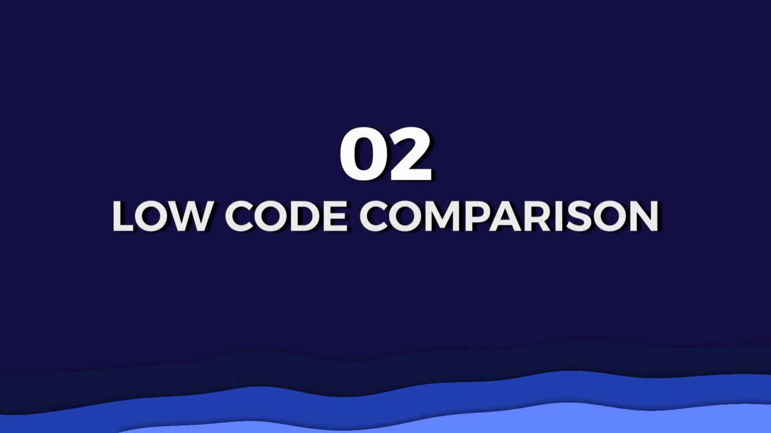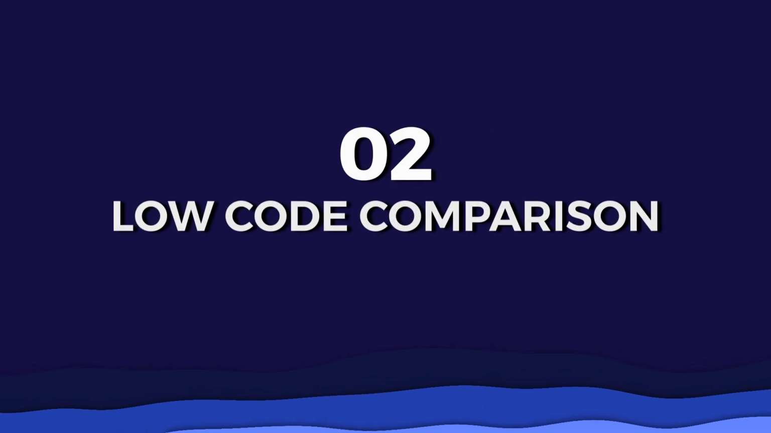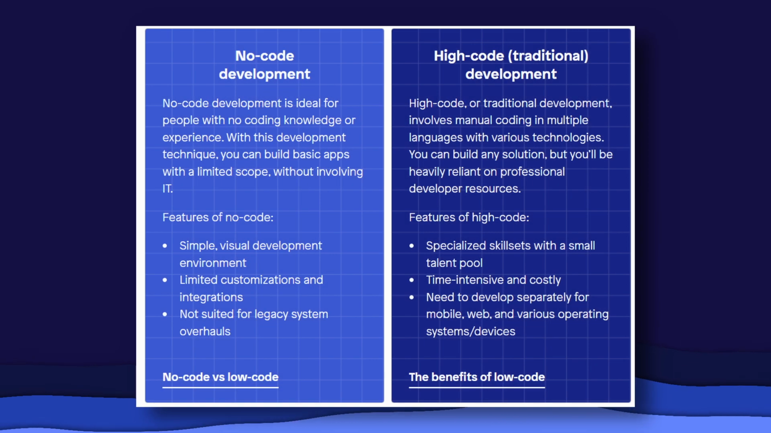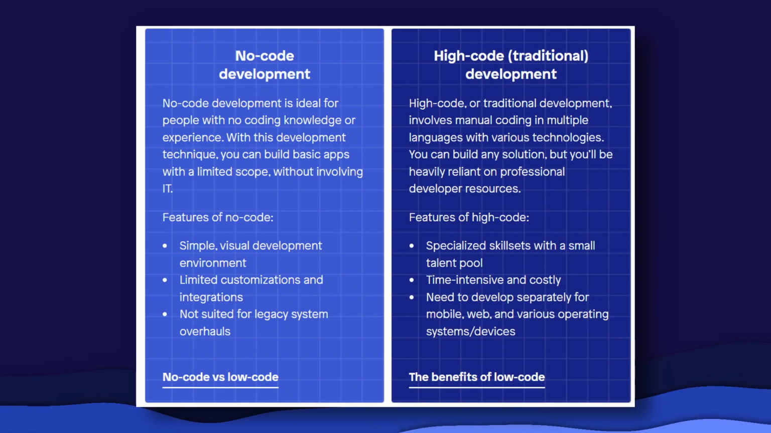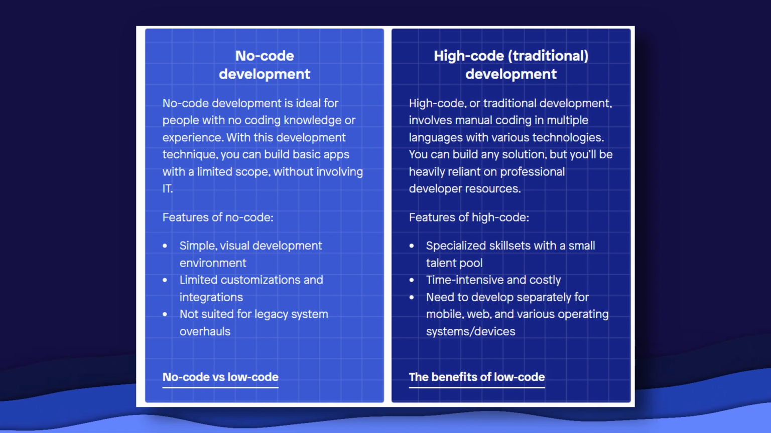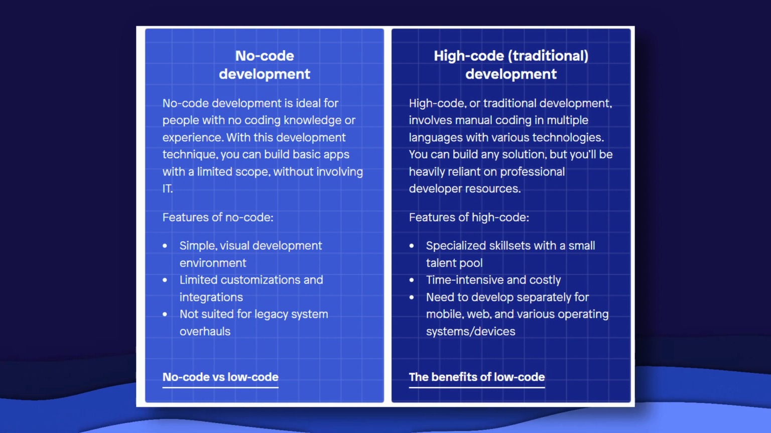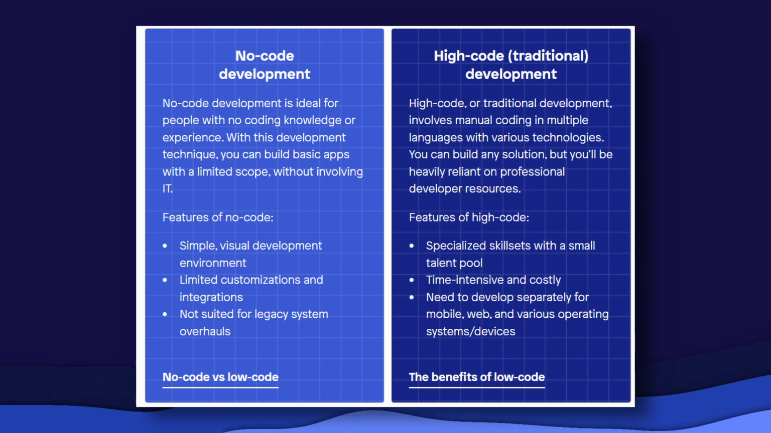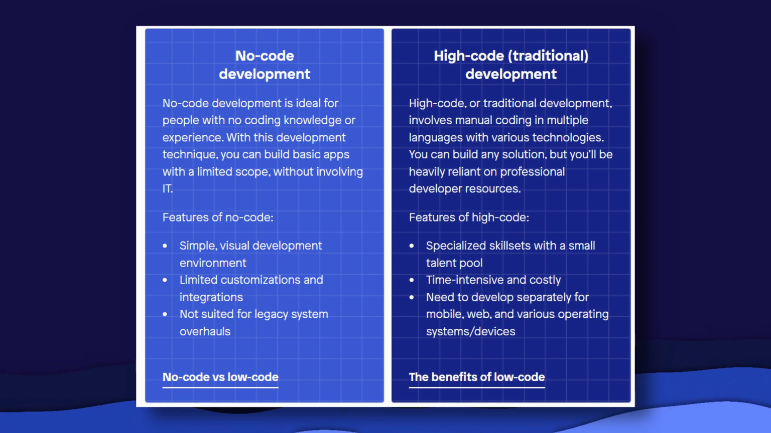Let's have a look at some of the differences between the low code approach and a normal professional development approach. So in a no code environment, you've got a simple visual environment, limited customizations and integrations, and it's not suited for legacy system overhauls. Whereas in high code traditional development, you've got specialized skill sets with a small talent pool, it's time intensive and costly, and you need to develop separately for mobile, web, and different operating systems.